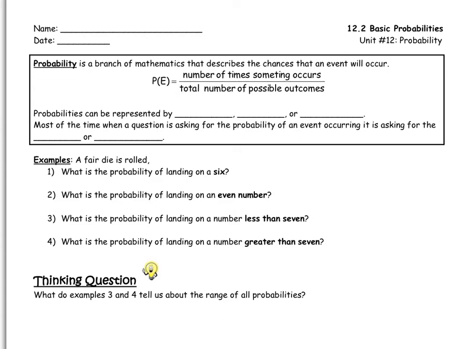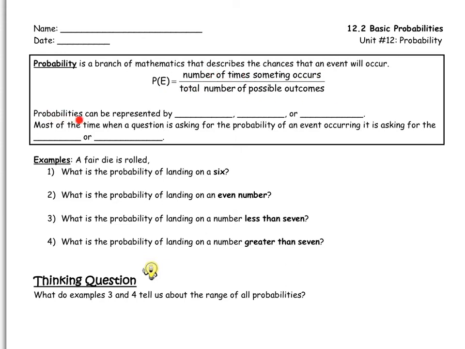Hi everyone. Today we are going to talk about basic probabilities. Probability is a branch of mathematics that describes the chances that an event will occur. So the way we find the probability, P, of an event, E, is by taking the number of times it occurs and putting it over the total number of possible outcomes.